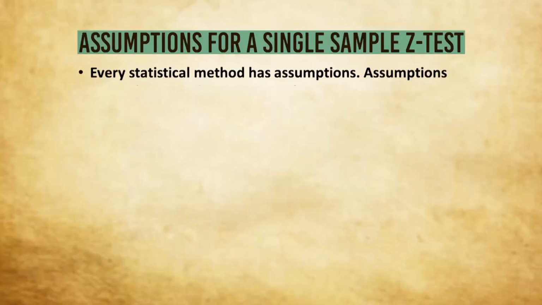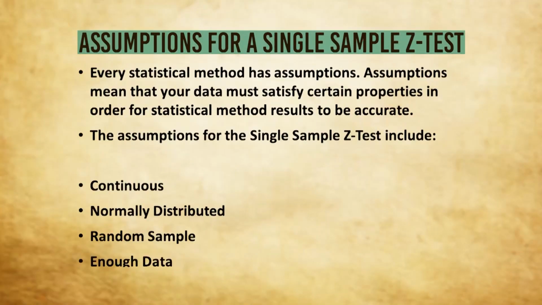There are several assumptions of a single sample Z test. Every statistical method has got assumptions. Unless these assumptions are satisfied, the tests cannot be carried out, or even if carried out, the tests will give erroneous results. The assumptions for a single sample Z test are continuity, that is continuous data, normality, that is normally distributed. The data has to be random, that means the sample has to be a random sample, and we have enough data to conduct the test. We shall describe these one by one.